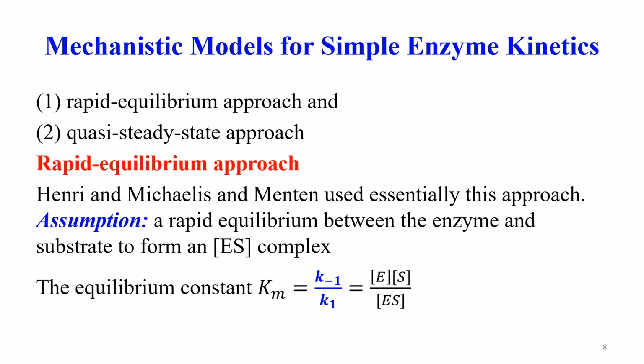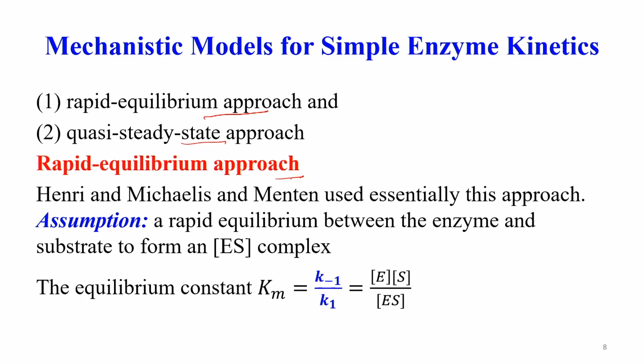So, now if you want to have this mechanistic model in simple enzyme kinetics, there are two approaches. One is the rapid equilibrium approach, which is linked to the Michaelis Menten equation, and second is the quasi-steady state approach. So, we will be discussing both of them to derive this enzyme kinetics. So, first one is the rapid equilibrium.